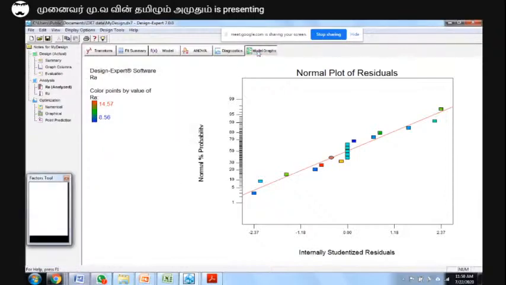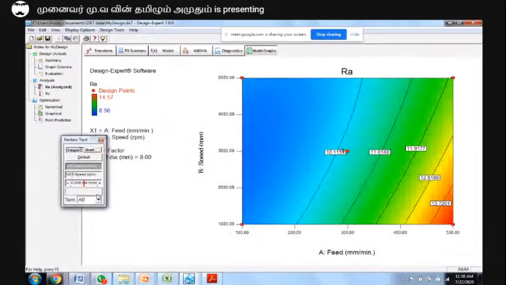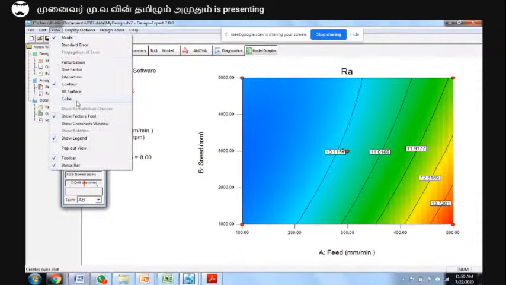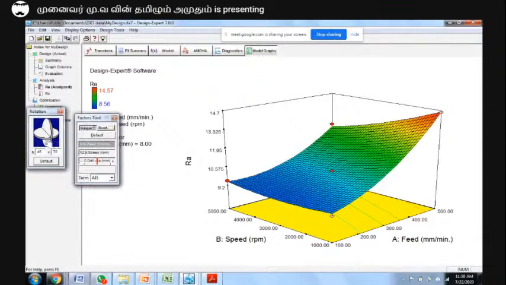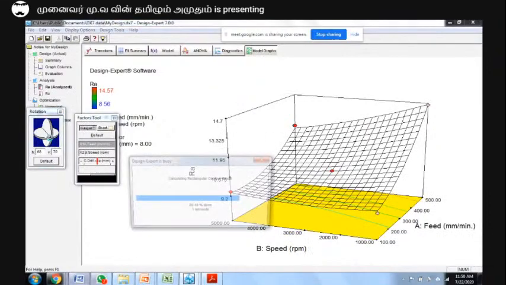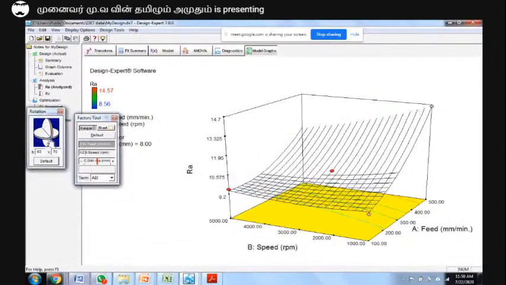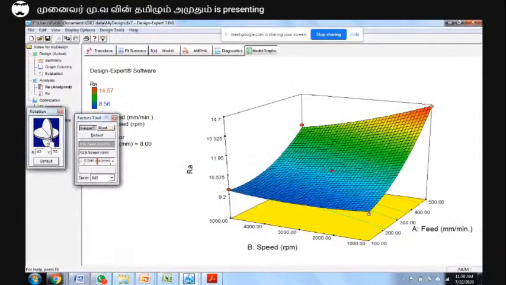Then the model graph. How can we get the model graph? Okay, model graph, and the view, and 3D surface. From this graph, we can do various inferences. I'll give the various inferences one by one. Spindle speed, shear feed rate. We can also try with this. We can get the inferences from this point.